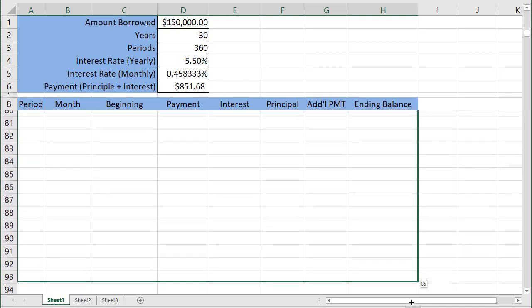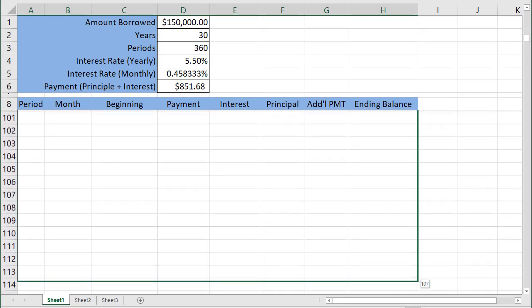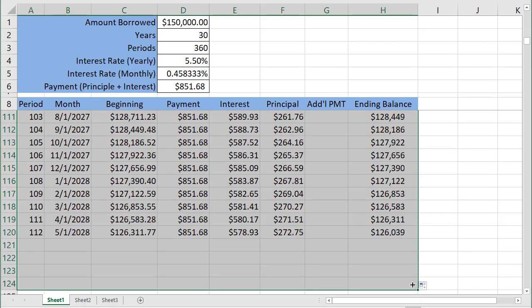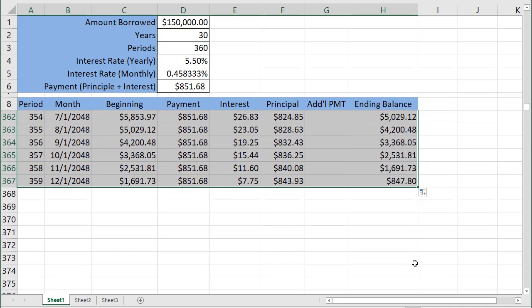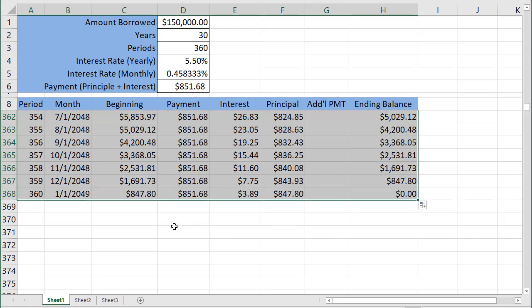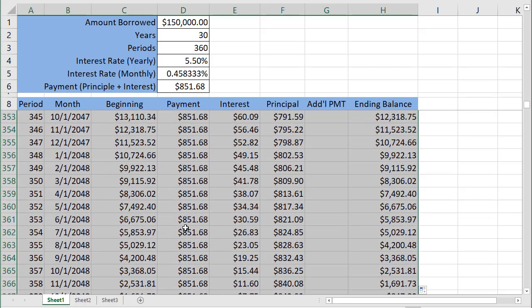Now I just keep on going. Remember, I'm going to have to go all the way down to 360. I'm going to stop here at 359, where I should have 1 payment left. And you can see as I go down to 360, it pays that ending balance down all the way to 0.